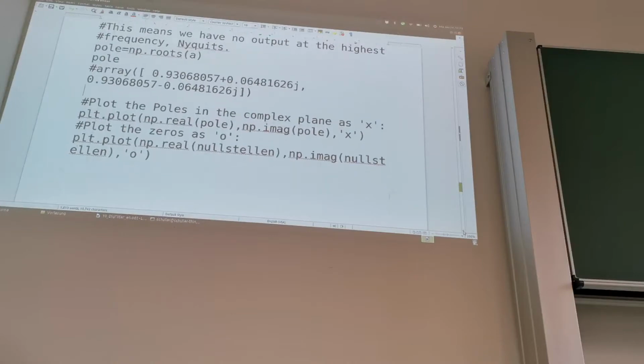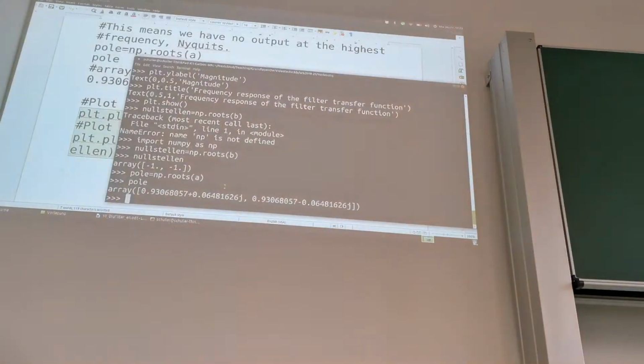So now we can plot the poles and zeros in the complex plane. The poles as an X and the zeros as an O. So I'm just using the plot function, using the real part as X and the imaginary part as Y-axis, and put an X at the position. And I do the same for the zeros, just placing an O at those positions. Right. So I do that here. Copy, paste.